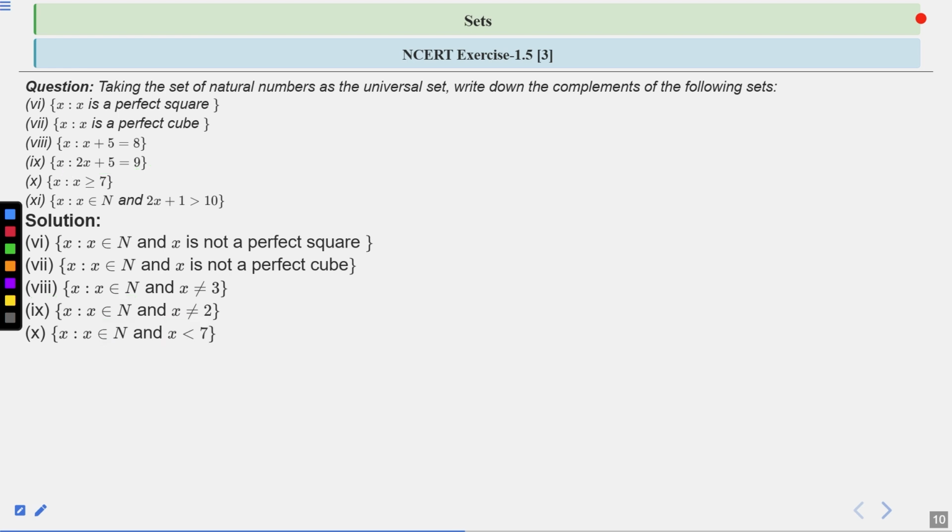Now for 10th, in this collection we are collecting all natural numbers equal to 7 or greater than 7. In its complement, we have to collect all natural numbers strictly less than 7. Simple. Clear?